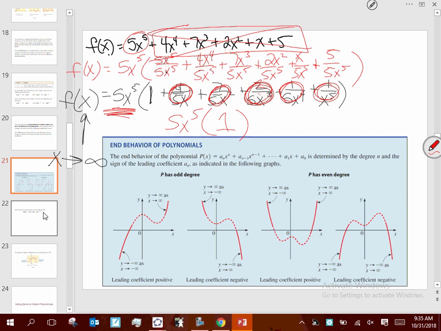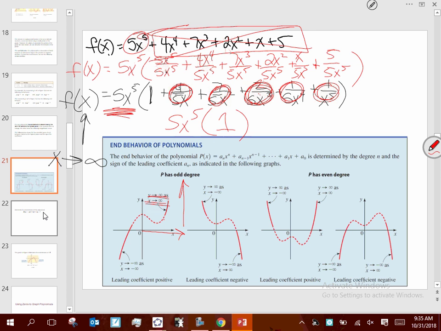Is it positive or negative? It's positive, okay? So X to the 5th, it's an odd degree right now. But we're seeing that as X goes really, really big, this algebra tells us that our Y value got really, really big. So as X is going to infinity, Y is going to infinity. Does that make sense, everybody?